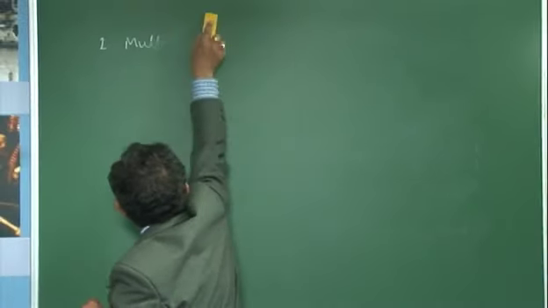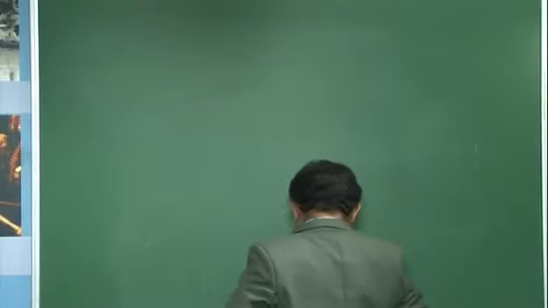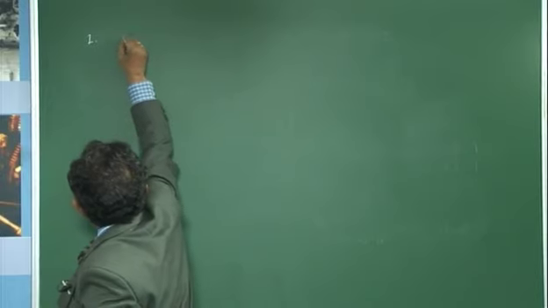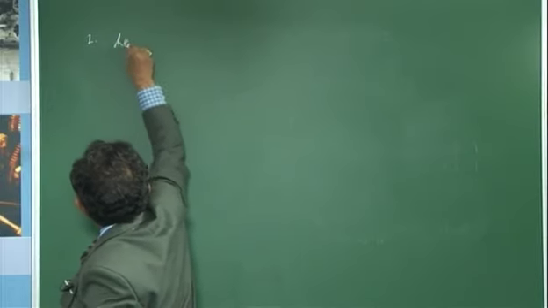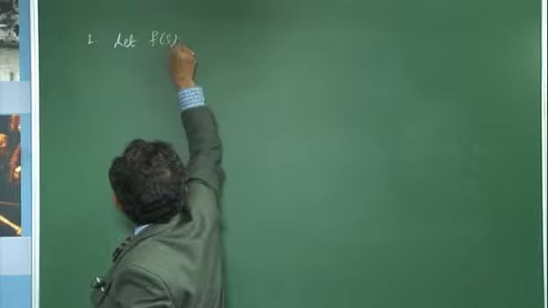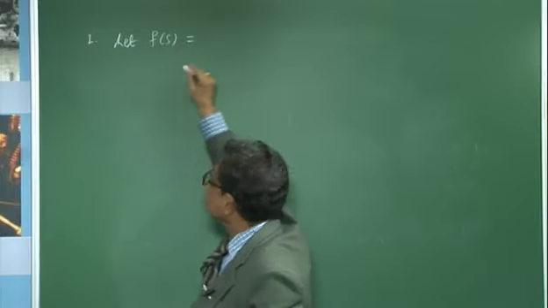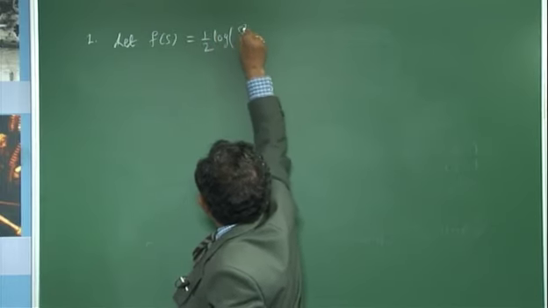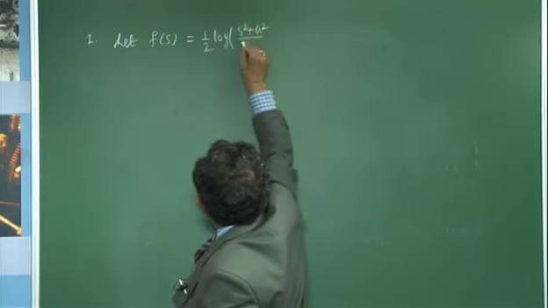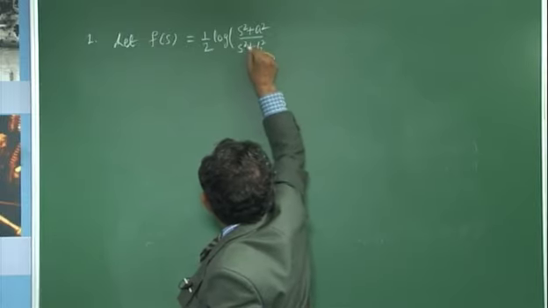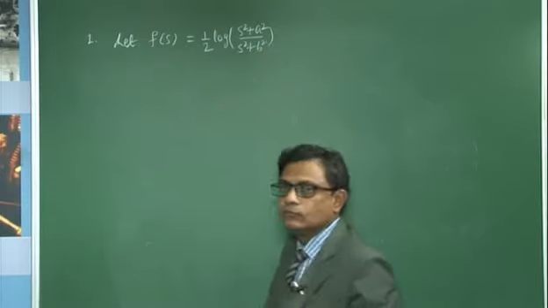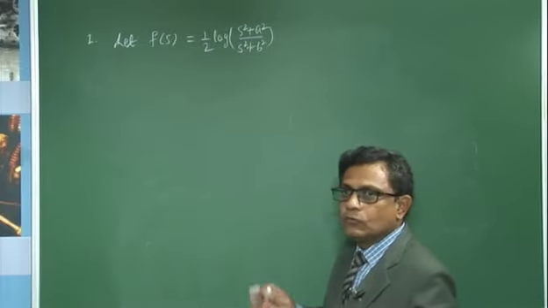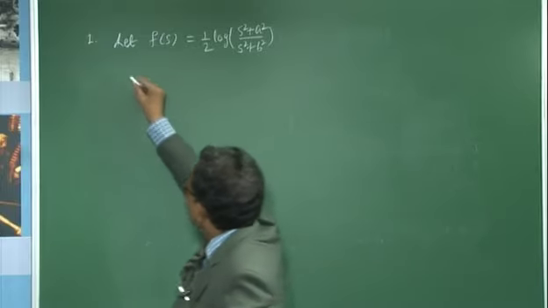Yes. What is the first example? Let f of s equal to the given function, 1 by 2 log of (s square plus a square) by (s square plus b square). This is your given function. The given function is a logarithmic function. First you have to find the derivative.